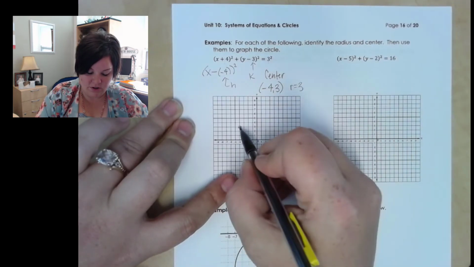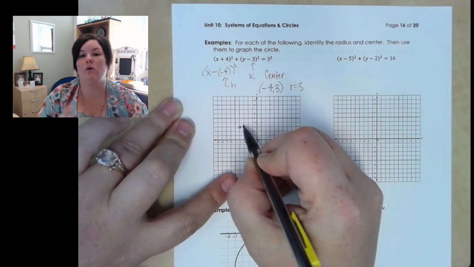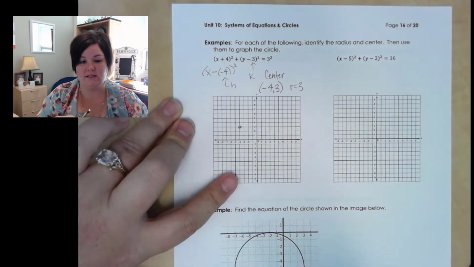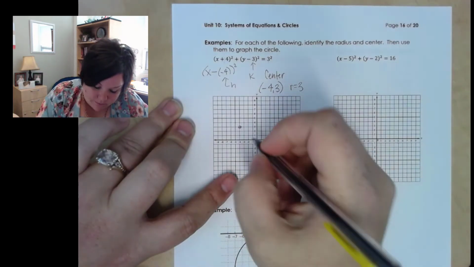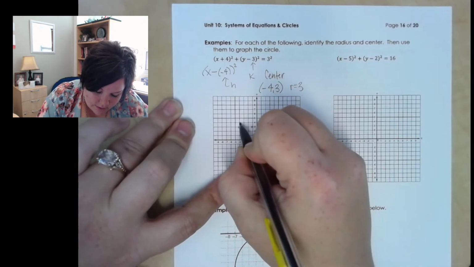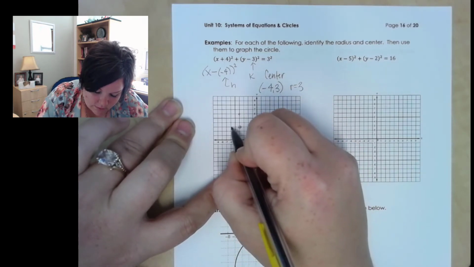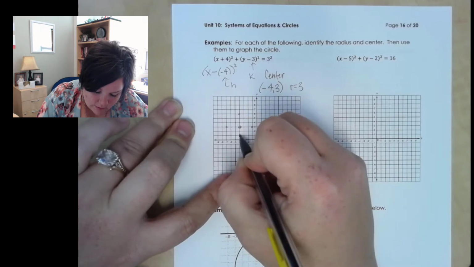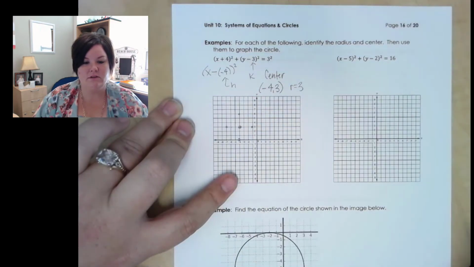So it's harder to do it on an angle. So I'm just going to go up like north, south, east, and west 3 units. So to the right 3, up 3, to the left 3, and down 3. So I'm going to get those 4 points.